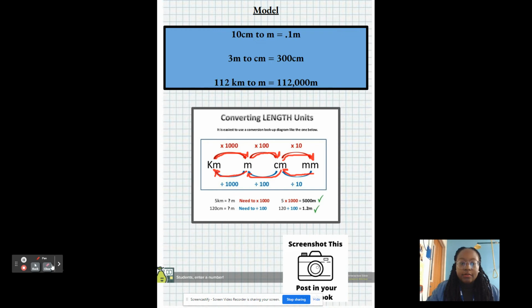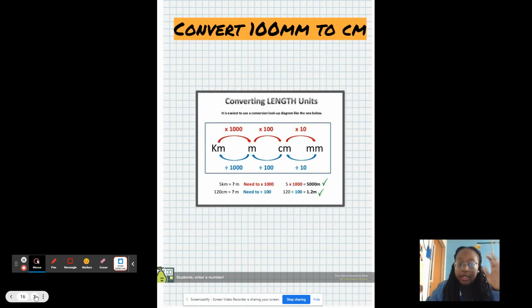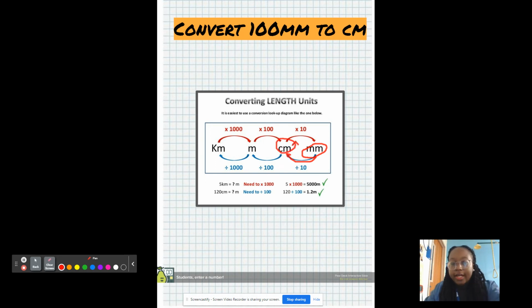We did extra problems to practice. So I will go through those slides so you can practice it. Convert 100 millimeters to centimeters. Take a moment to pause. And then, when you're solving that, you're going from millimeters to centimeters. So you're going to divide 100 by 10. If you put that in your calculator, you get 10.